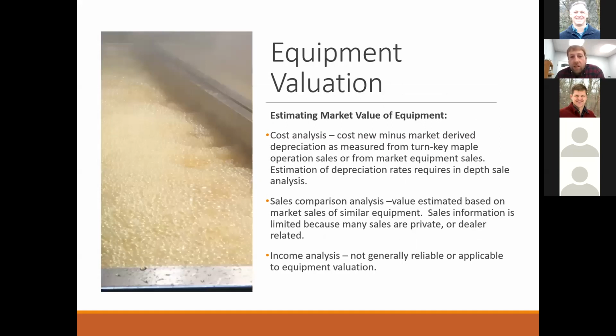Equipment valuation. So we're going to look at it the same way we're looking at real estate. We're going to look at the three recognized methods for valuing assets. We've got a cost analysis, cost new minus market derived depreciation, and we're going to get that from maple sale, lock, stock, and barrel maple operation sales, or from market-based equipment sales. And we can estimate depreciation rates based on in-depth sale analysis. Sales comparison analysis is a very similar methodology. We're going to base it on market sales of similar equipment.